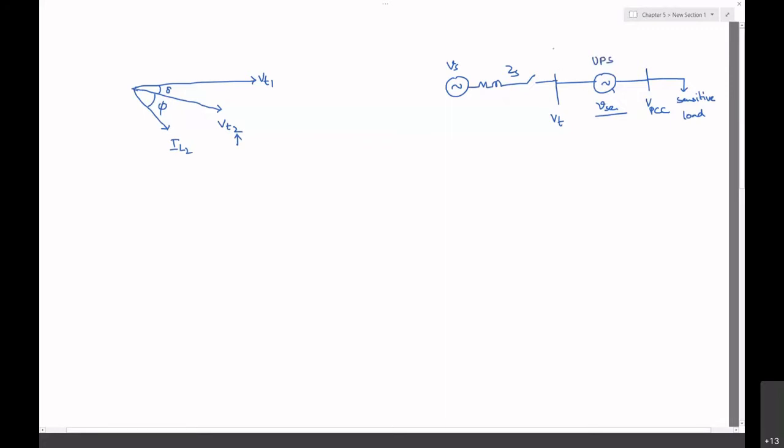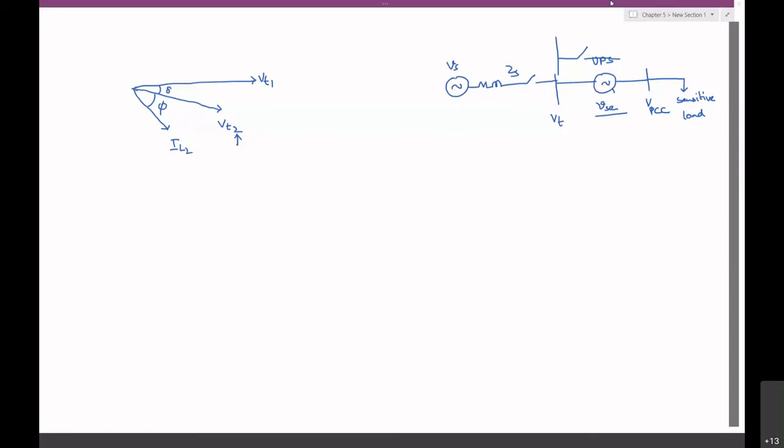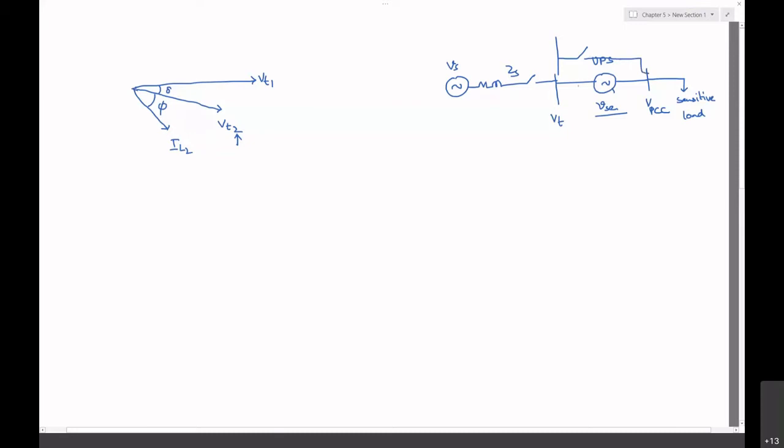If you look into the UPS, this sort of connection will be there. When there is an outage, obviously the UPS is going to come into picture. You know that the UPS can support a sensitive load.